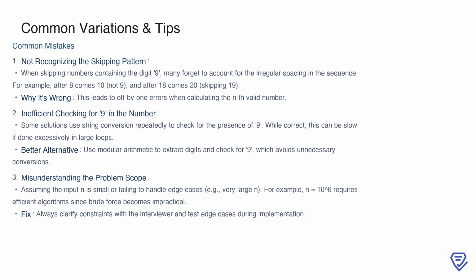Additionally, some developers misunderstand the problem scope, assuming the input n is small. This can result in solutions that fail to handle edge cases, like extremely large values of n. For example, when n is 10 to the power of 6, brute force methods become infeasible. To address this, always clarify the constraints and test edge cases thoroughly during implementation.